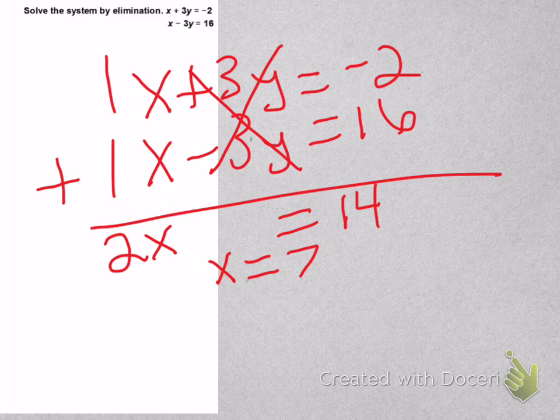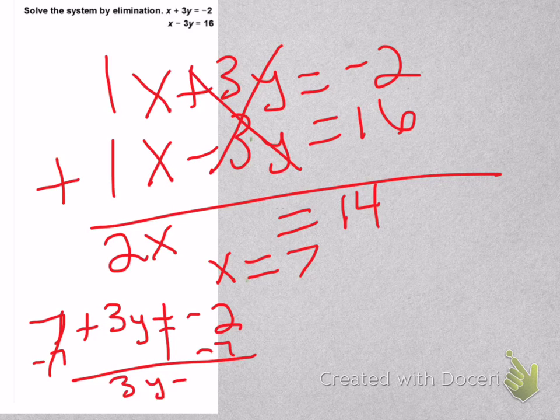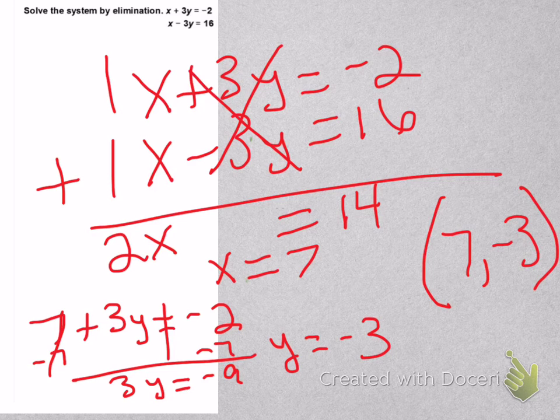Once you get x equal to 7, now we just plug it in. It doesn't matter which equation you choose to plug it into. I'm just going to pick the top one. So 7 plus 3y equals negative 2. Now let's solve for y. Minus 7, 3y equals negative 9. So y equals negative 3. So x equals 7, y equals negative 3. So we write our ordered pair as 7, comma, negative 3.